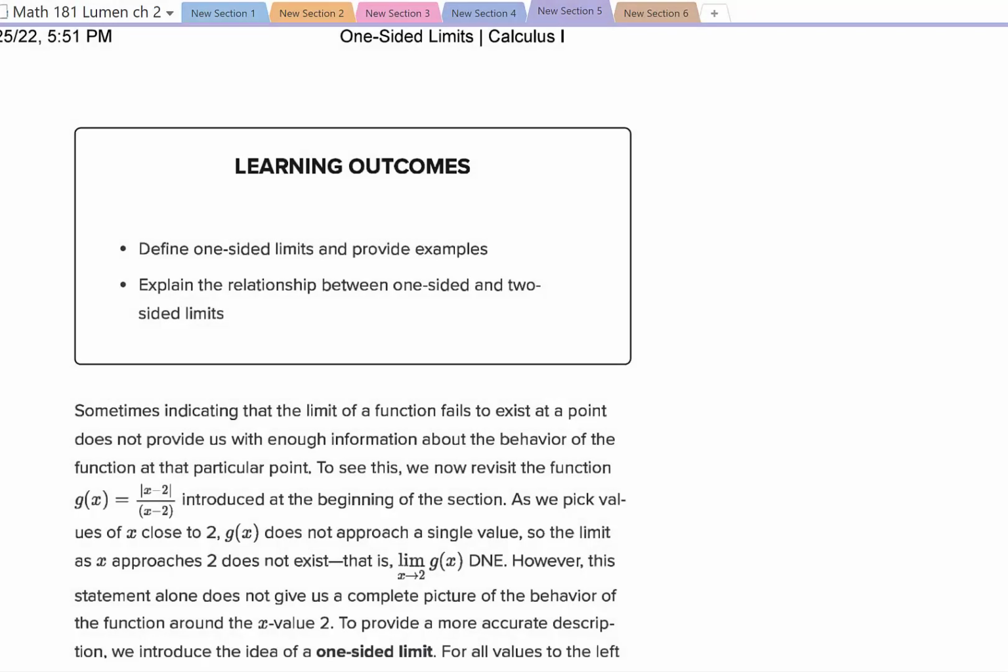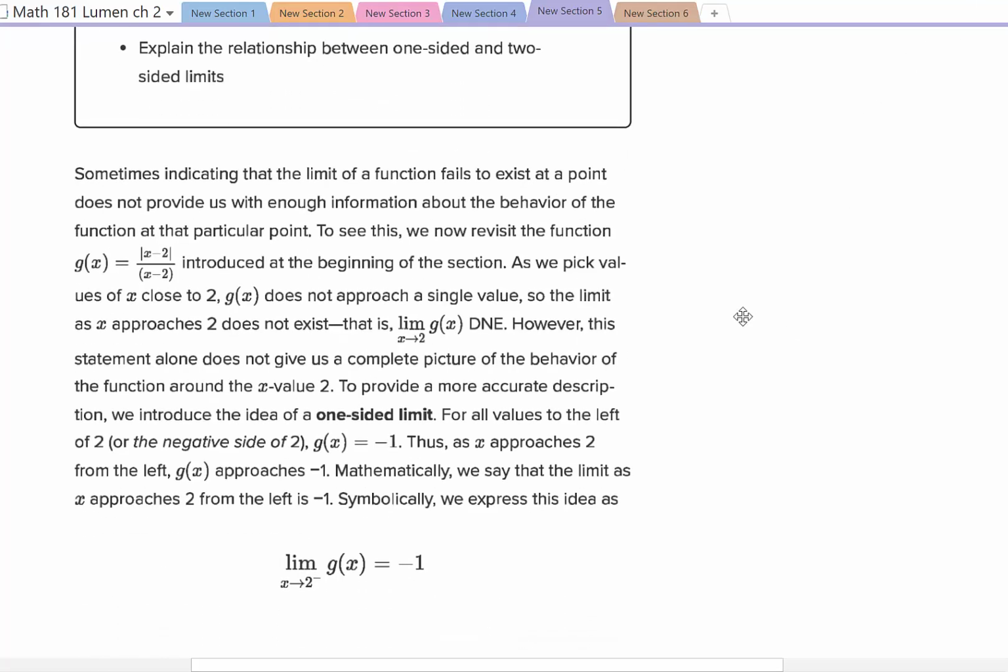In this lesson, we're going to discuss one-sided limits. The learning outcomes for this section are to define one-sided limits and provide examples, and to explain the relationship between one-sided and two-sided limits. If you recall earlier in this chapter, we talked about three functions.